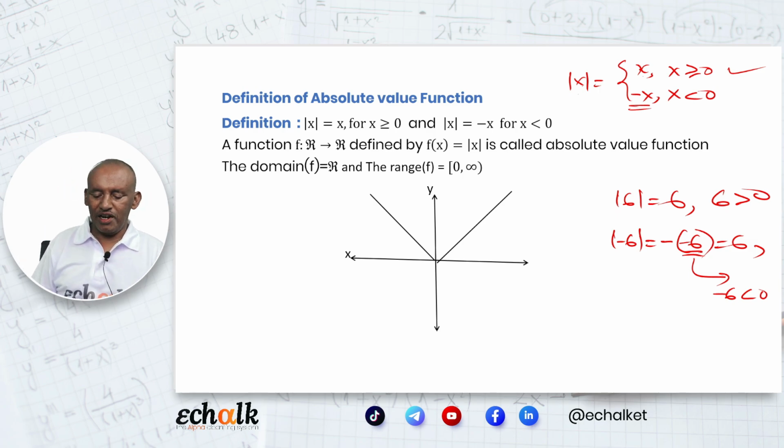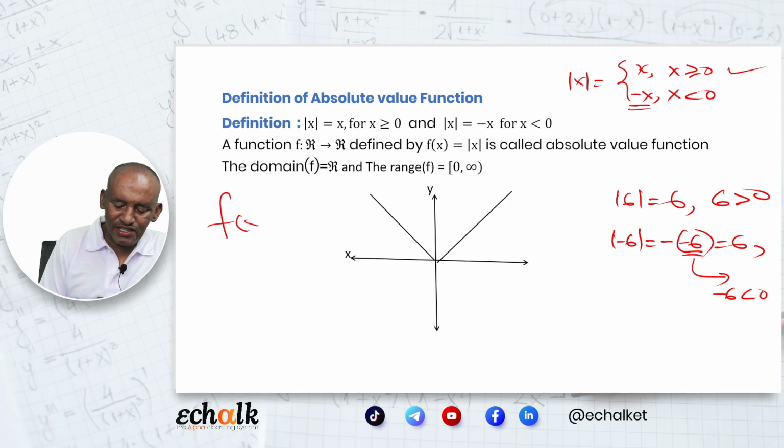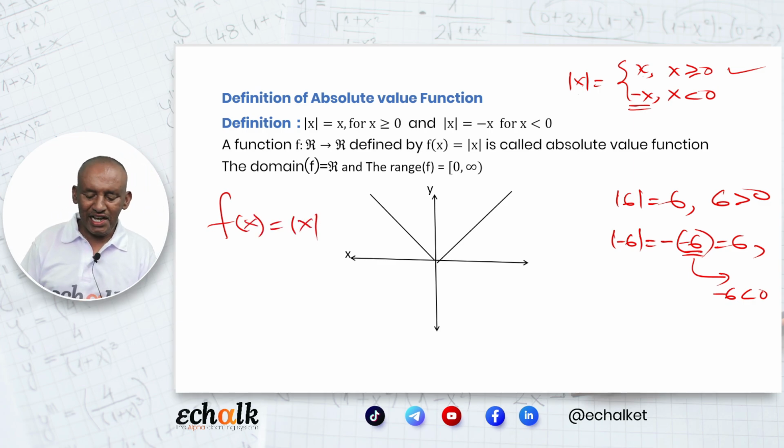What is the absolute value function? An absolute value function is a function that can be written in the form f of x is equal to the absolute value of x. The graph is like this, okay?